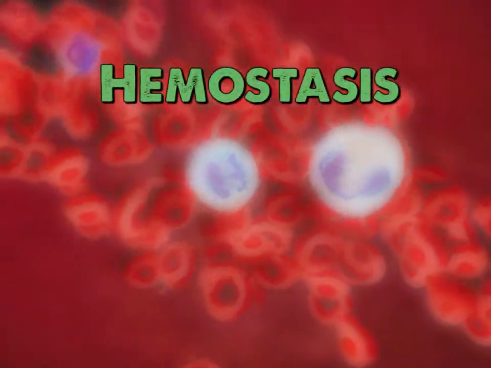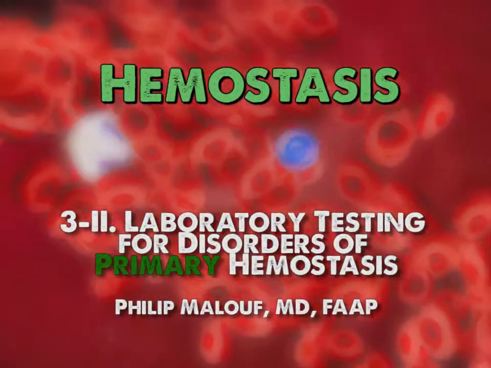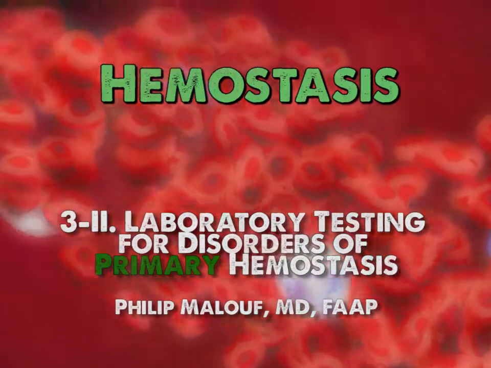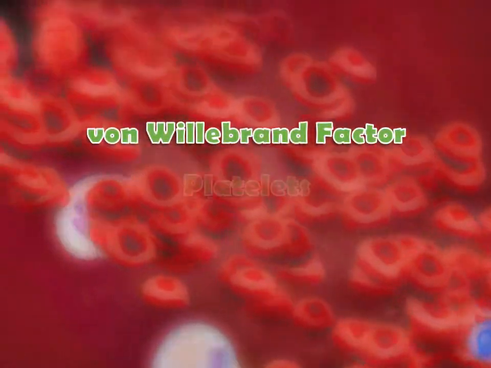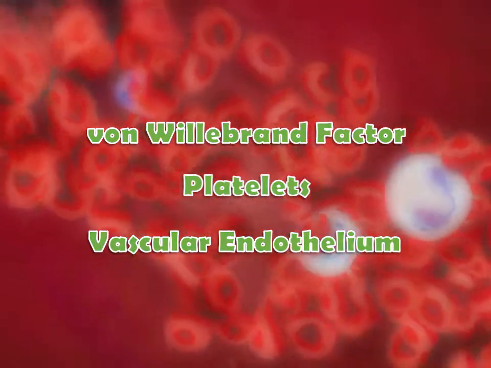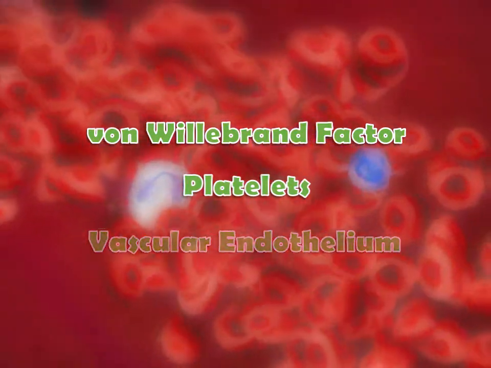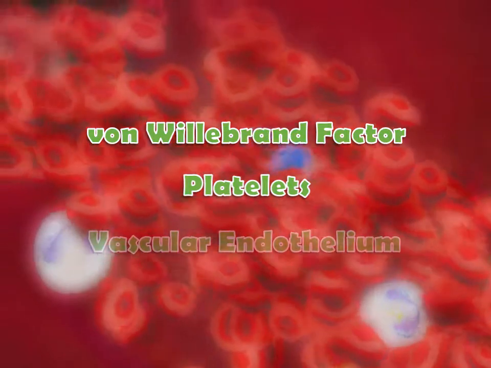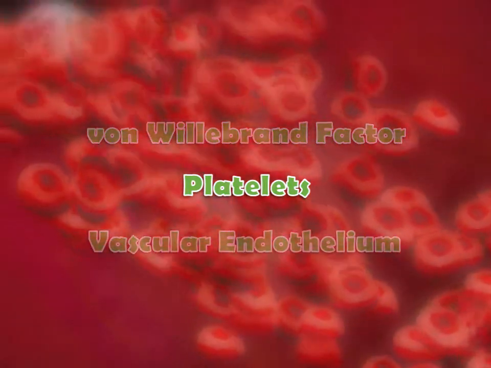Let's talk about the laboratory testing for disorders of primary hemostasis. And remember, primary hemostasis may affect von Willebrand factor, platelets, or the blood vessels. For this section, there's not really any laboratory tests that we can use to assess blood vessels, and we'll talk about von Willebrand factor later. So let's focus on the platelets.